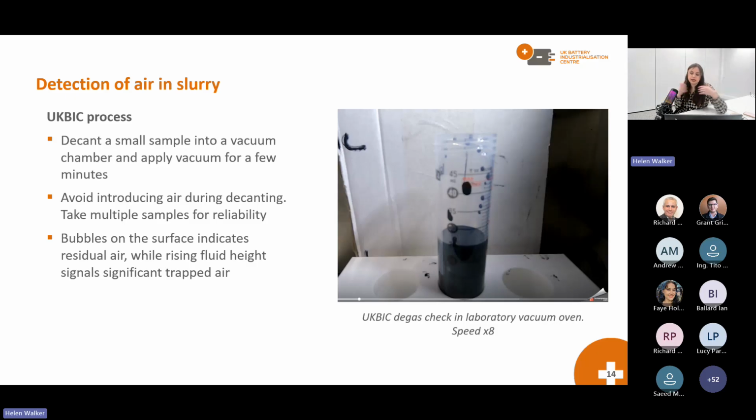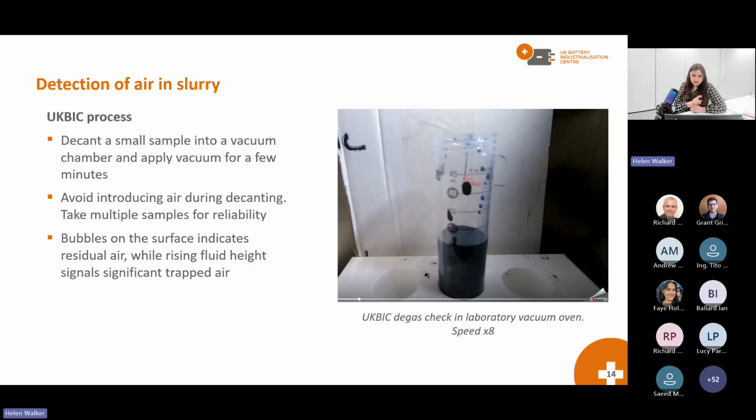If you've got 3 samples, you're going to get a much more reliable indication of if there's air in your slurry. What we're really looking for is, are there small bubbles appearing on the surface? If there are, that indicates that you do have some air in your slurry. If we get a significant rise in the height of the slurry column, we know that there's significant trapped air in our slurry.